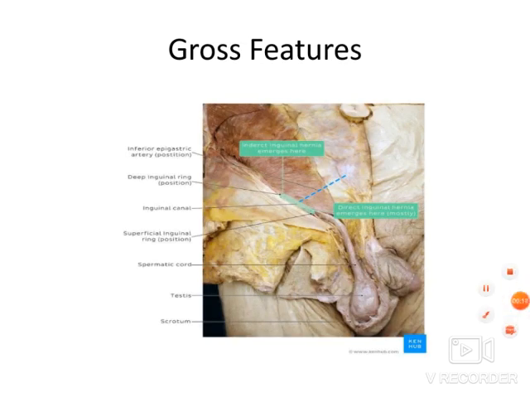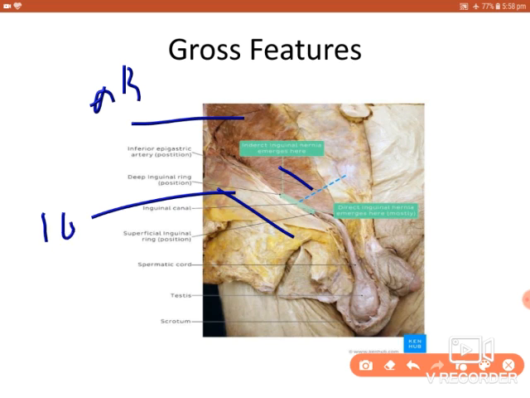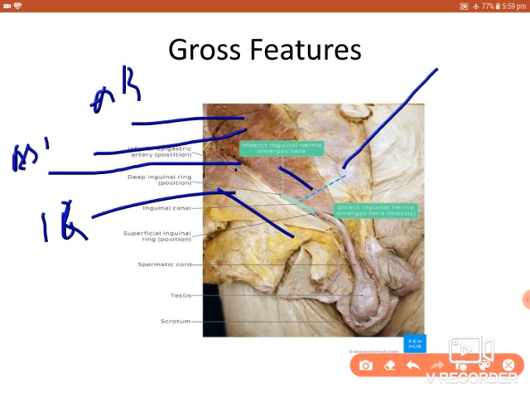In this figure, you're seeing the lower part of the anterior abdominal wall with the inguinal region. This muscle is the external oblique muscle. Here you can see the anterior layer of the rectus sheath with the rectus abdominis muscle. Here is a bony prominence, the anterior superior iliac spine. This is the pubic symphysis. Then here is the pubic tubercle.